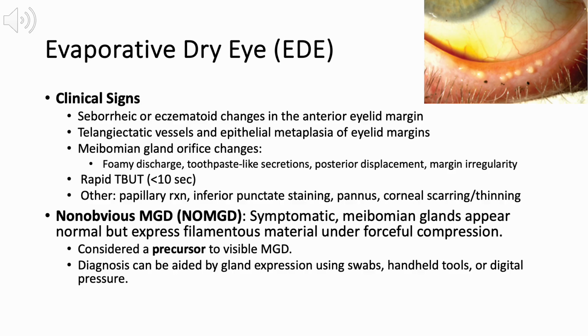A specific subtype known as non-obvious meibomian gland dysfunction, or NOMGD, refers to cases where the glands appear normal externally but secrete filamentous material only under forceful expression. NOMGD is considered a precursor to overt MGD. Diagnosing NOMGD involves gland expression using tools such as swabs, handheld devices, or manual digital pressure.